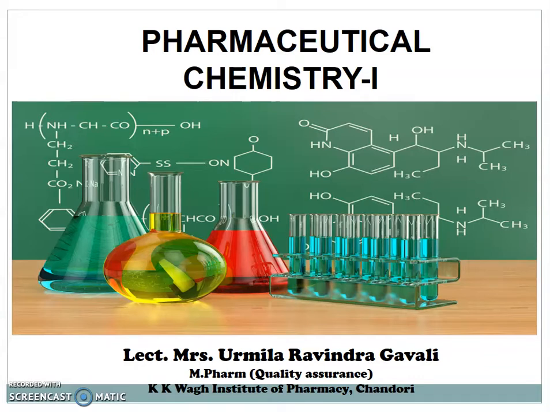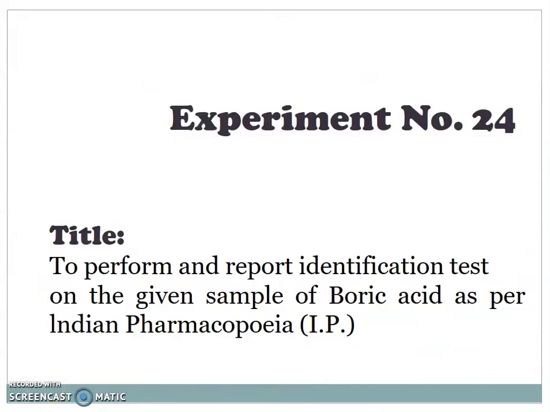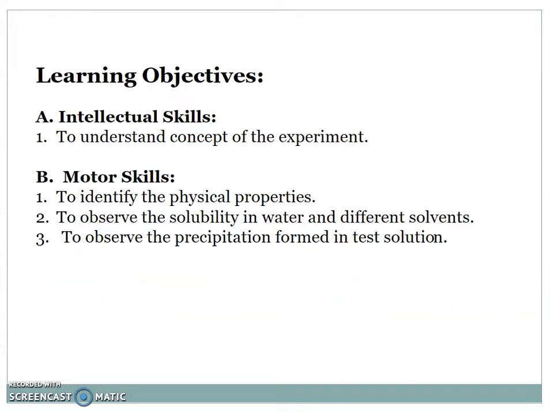So, today we are going to deal with identification test. Our experiment is identification test, experiment number 24. Title: to perform and report identification test on given sample of boric acid as per Indian Pharmacopoeia. So let's start with learning objective.